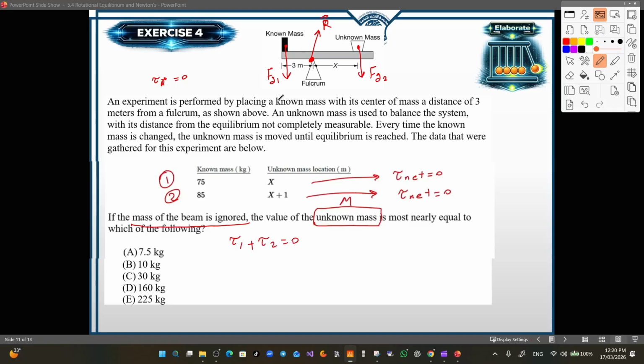Now, after we apply rotational equilibrium, tau1 plus tau2 should be equal to 0. For tau1, this force is rotating the beam in the counterclockwise direction, so tau1 should be positive. The force here is the mass times gravity. The known mass in the first trial is 75 times g, times the distance between the fulcrum and the known mass, which is 3. So tau1 should be written as 225g.